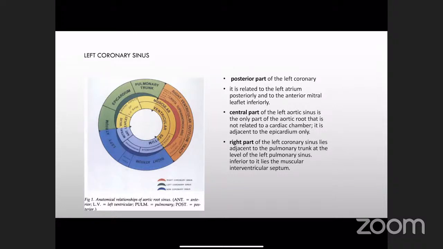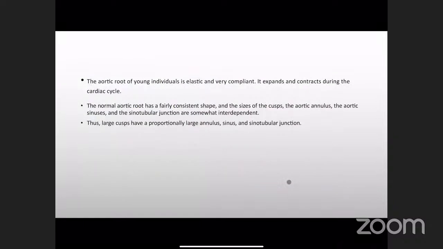The right part of the left coronary sinuses lies adjacent to the pulmonary trunk. At the level of the left pulmonary sinus, inferior to it lies the muscular interventricular septum. The aortic root of a young individual is elastic and very compliant. It expands and contracts during the cardiac cycle.